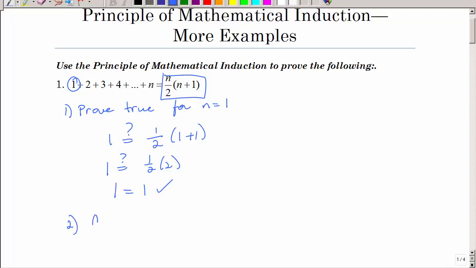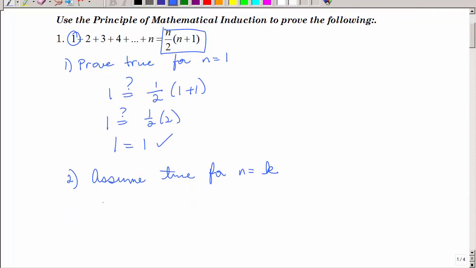The second step is our assumption statement, so we want to assume true for n equals some kth term. So what we're basically doing is writing down the problem just as is, but replacing n with k. Those are the easy steps.